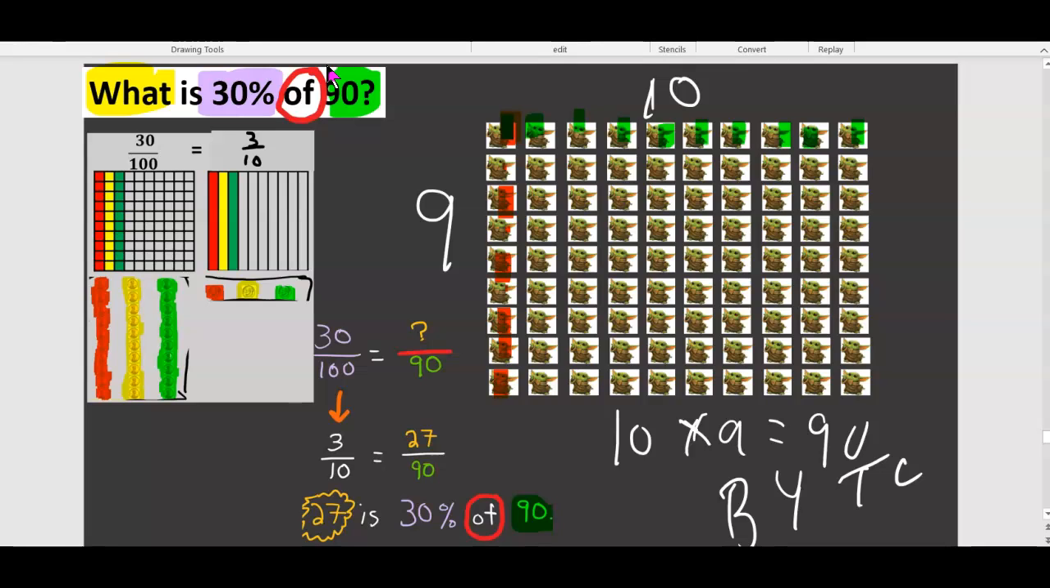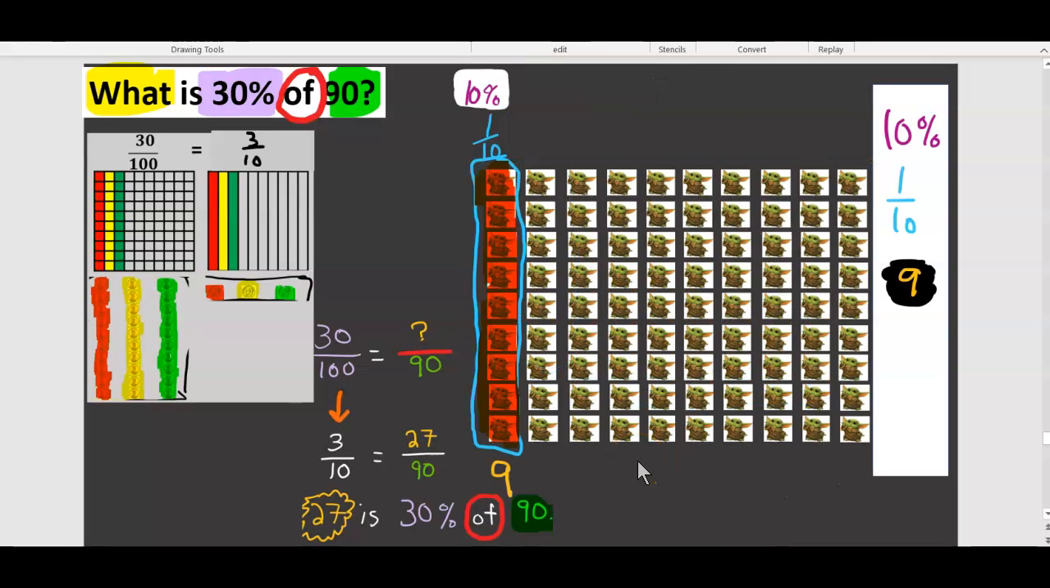Okay, what do we got? So I'm trying to think, how would we represent? So what would 10% of this be? 1/10, right? So I think I'm going to do it this way. This is 1/10. It's one group out of a total of 10 groups. So this is 1/10. And how many Yodas are in 1/10? 9, right? Okay, so let's see what that looks like. There it is. So 10%, 1/10, 1 dime is 9 Yodas.